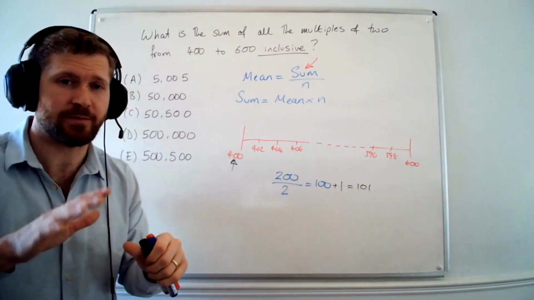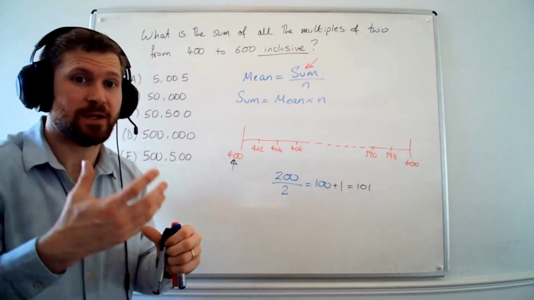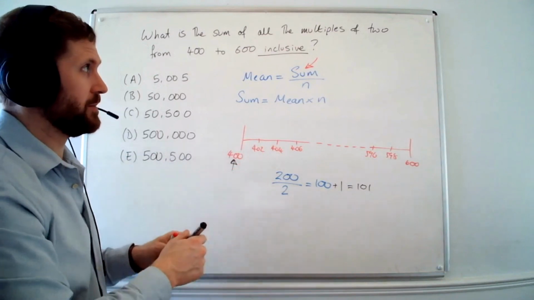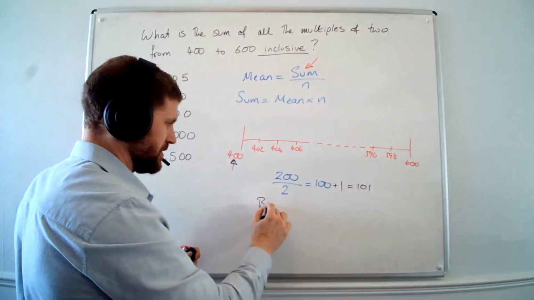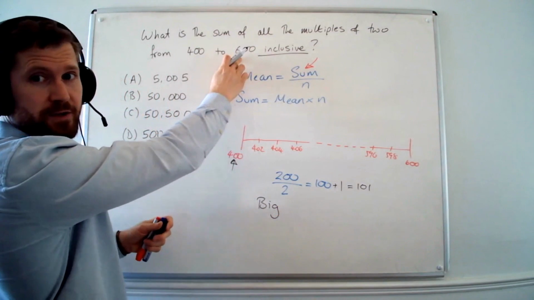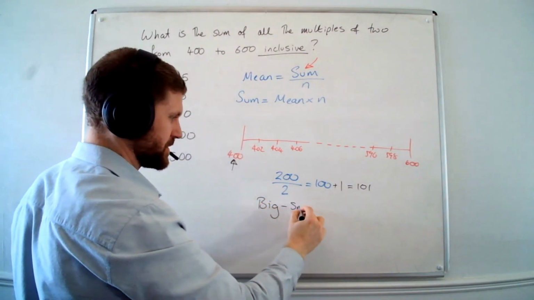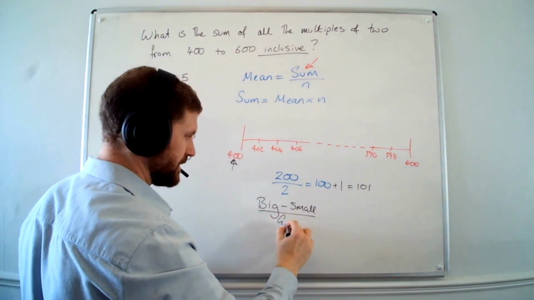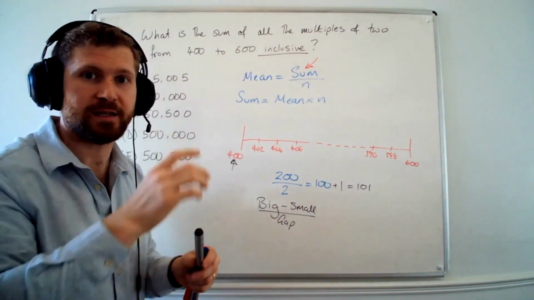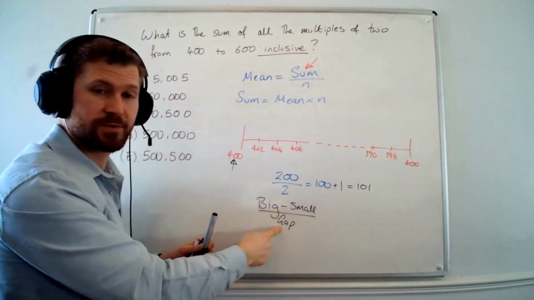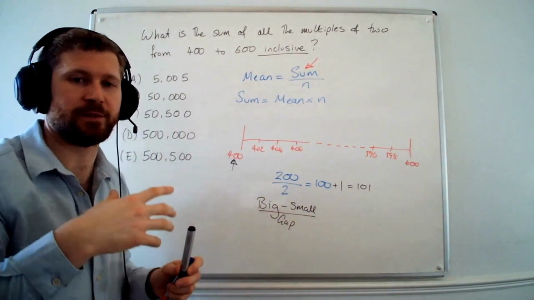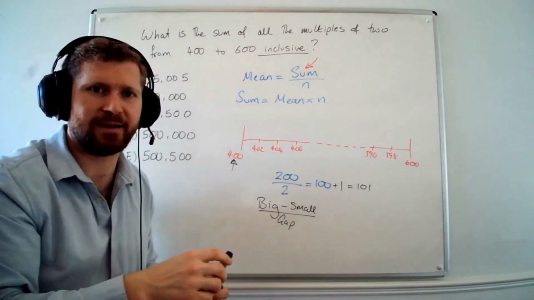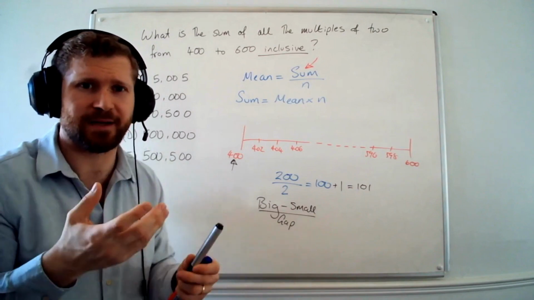Now, if you're not comfortable with the hand wavy way of looking at it, we'll give you a slightly more formulaic way of doing this. What we can say to find the number of numbers in a list is you take the big number, in this case 600, and we subtract the small number, in this case 400. We divide that by the gap between the numbers. In this question, we're looking for all the multiples of 2, so the gap would be 2. If I was looking for the multiples of 5, the gap would be 5. If I was looking for all the multiples of 10, the gap would be 10. So all 3 of these numbers change depending on the question.